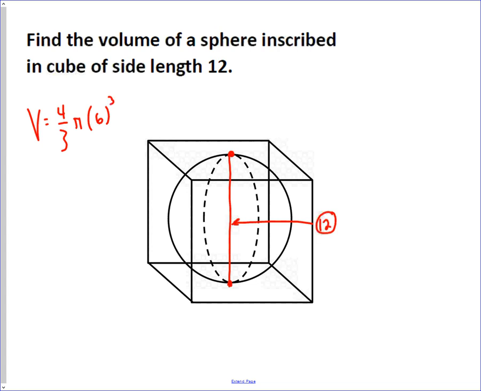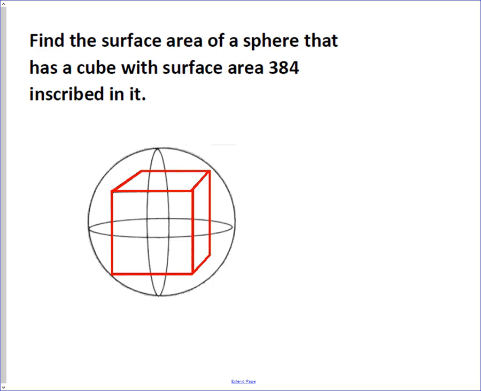And when you multiply this all out, it ends up being 288 pi, right? You end up with 4/3 of 216. 4/3 times 216 is 288, and then times pi. So the answer is 288 pi. So a sphere inside a cube is very easy. The radius is just half the side length of the cube. Now, the other possibility is the cube inside the sphere, as this picture shows. And this is a little bit more complicated.